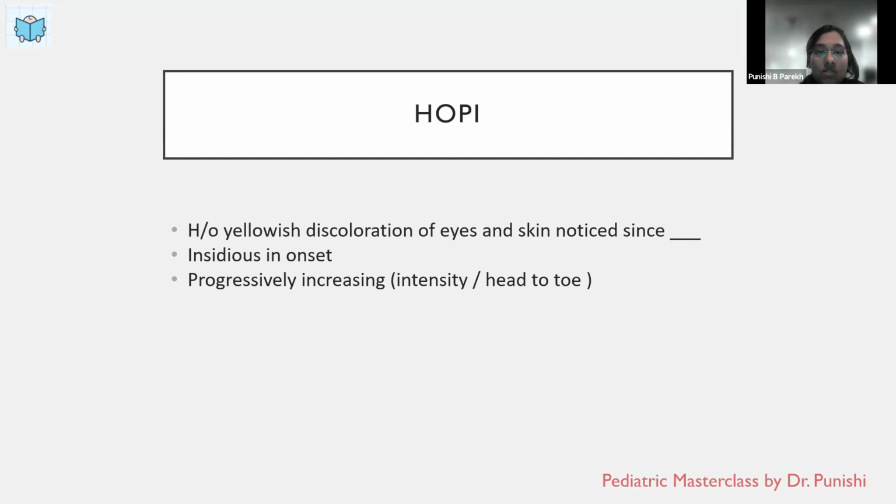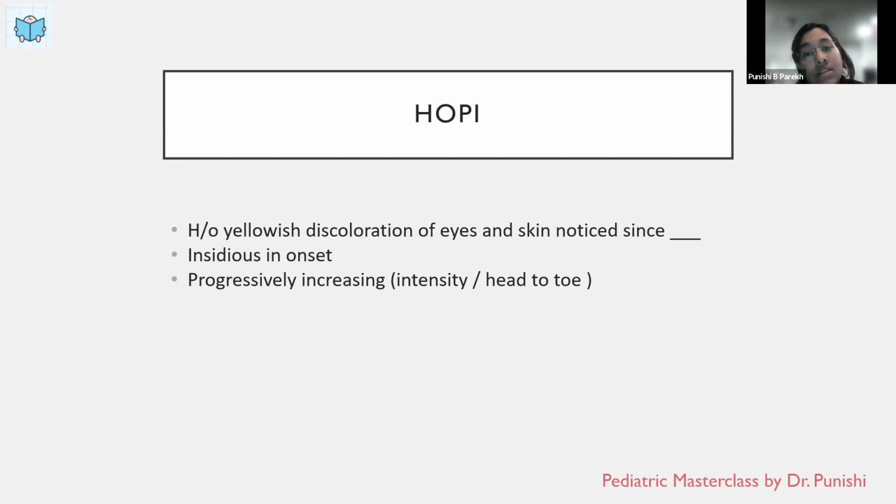But it's always good to ask about the intensity, that do you feel that the child appears more yellow as compared to what he did say yesterday? Okay, so that will tell you that the jaundice is progressing, and the rate of progression will also give you an idea of how severe the jaundice is. Okay, so that's how you describe your chief complaint in your HOPI.